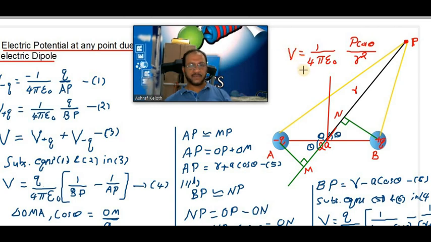Got it? This equation can be applied on the equatorial line. On the equatorial line, theta will be 90 degrees, cos 90 will be 0, and potential will be 0. If you take the point on the axial line, theta becomes 0, cos 0 is 1, so 1 by 4 pi epsilon P by r square. This is a general equation. It can be applied for any point: this point P, a point on the axial line, or a point on the equatorial line. So these are the three different cases of potential due to a dipole. We'll stop here and continue next class. Thank you.